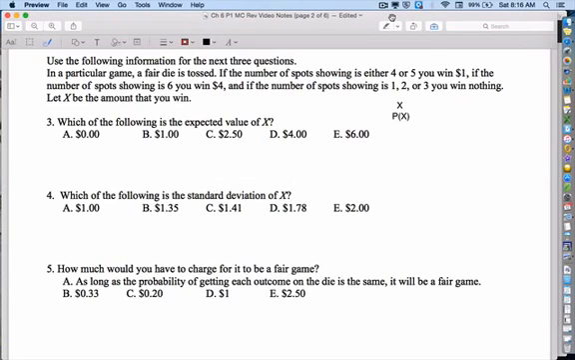All right, let's look at the next 3 questions here. In a particular game, a fair die is tossed. So that means it has 6 sides. All 6 sides are equally likely. If the number of spots showing is either 4 or 5, you win $1. If the number of spots showing is 6, you win $4. And if the number of spots showing is 1, 2, or 3, you win nothing. Let X be the amount that you win.